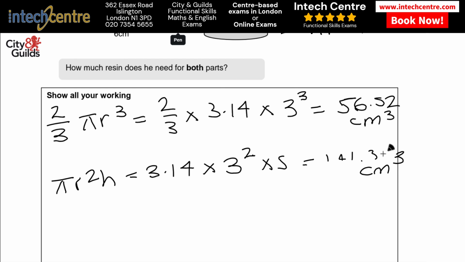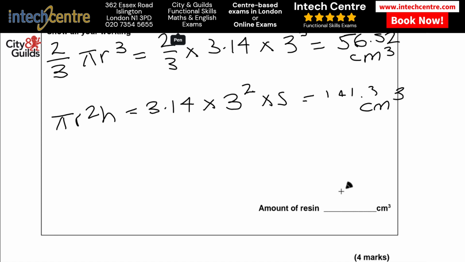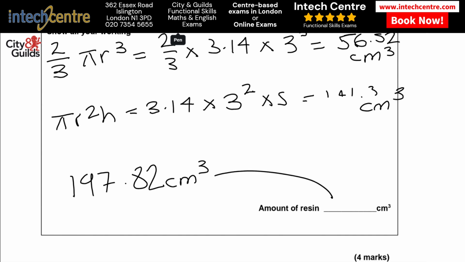So to work out the resin needed for both parts, what we do is we add 56.52 plus 141.3, and this gives us 197.82 centimeters cubed, and this is our answer that we put into here.